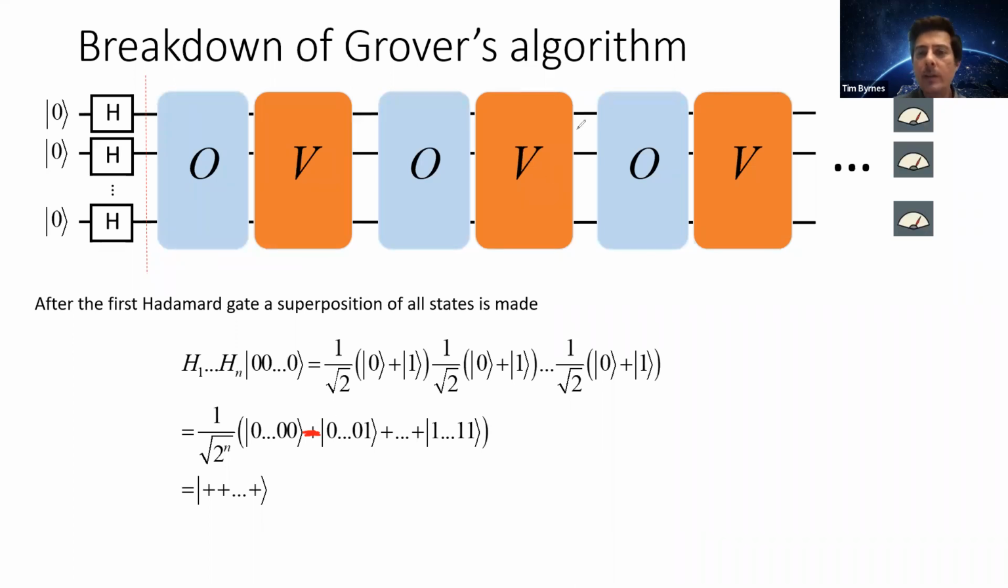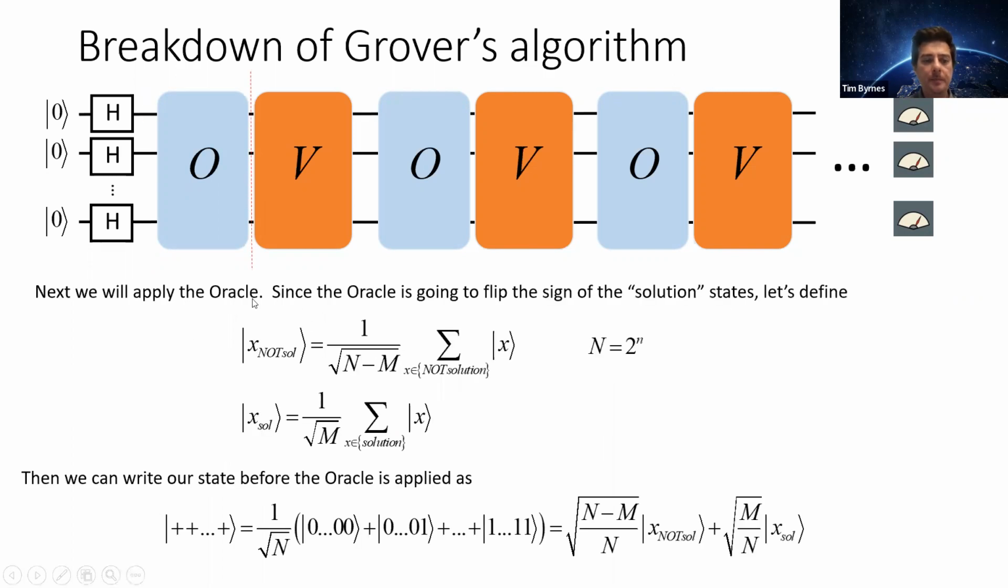But if there's more than one solution, then there will be multiple spin flips. So maybe this last one is also a solution. In that case, that will also have a minus sign. All the other ones that are not solutions will remain the same in the phase. They just have a plus phase. So the way to write this more generally is like this.